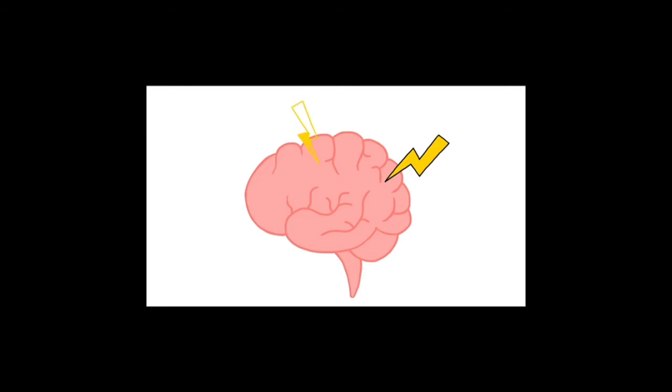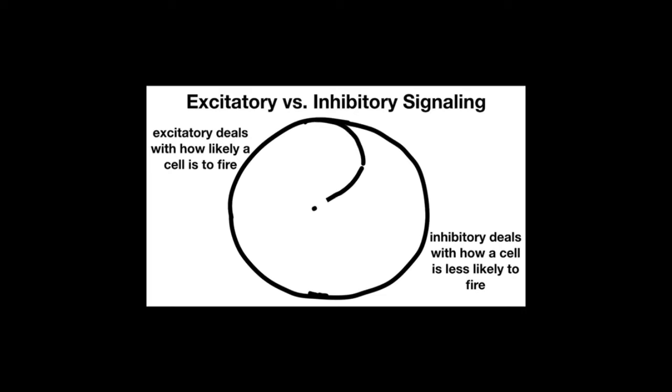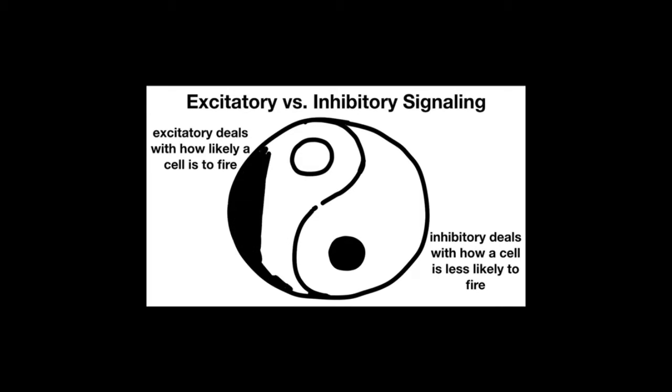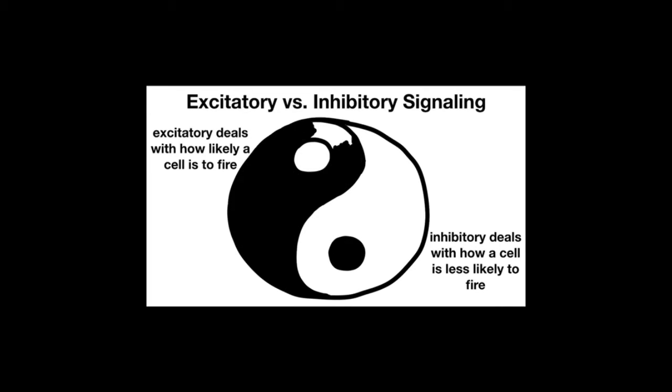Epilepsy, which consists of multiple seizures, occurs when there is an uncontrolled electrical disruption in the brain that would normally be balanced between inhibition and excitation. Inhibition and excitation are kind of the yin and yang of the brain. Excitatory signaling is concerned with how likely a cell is to fire, while inhibitory focuses more on how a cell is less likely to fire.